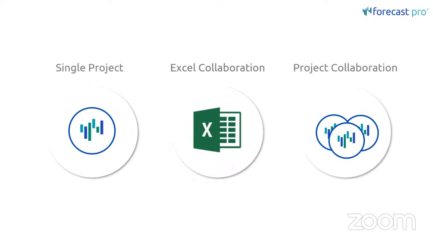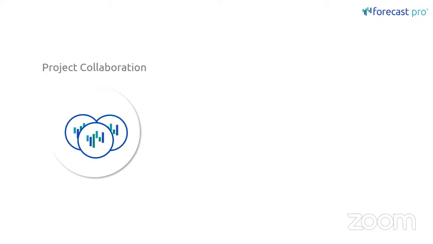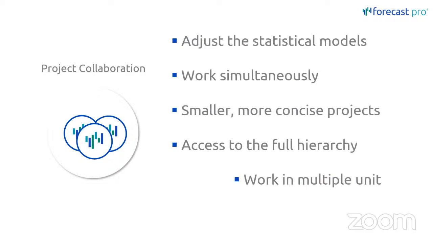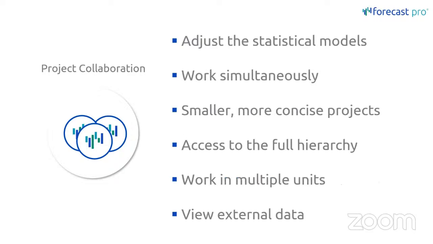This brings us to project collaboration. Project collaboration is the best of both worlds. We allow you to work simultaneously while also allowing each user the ability to change the statistical models. Because we are working in smaller child projects, each project is much smaller and quicker to work on. You're able to work at any level of the hierarchy that you would like, not just a single level like in Excel collaboration. You can bring in multiple units of measure, and you can view external data. This truly is a best of both worlds approach.